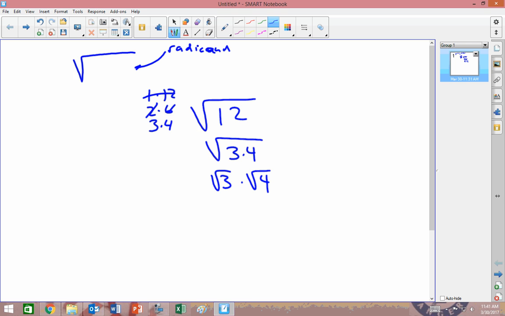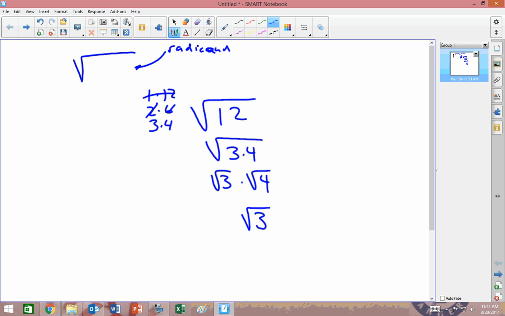Is 3 a perfect square? No. Can we factor it down to anything other than 1 and 3? No. So there's nothing we can do with that. We're just going to bring it down: the square root of 3. What about 4? What's the square root of 4? 2.